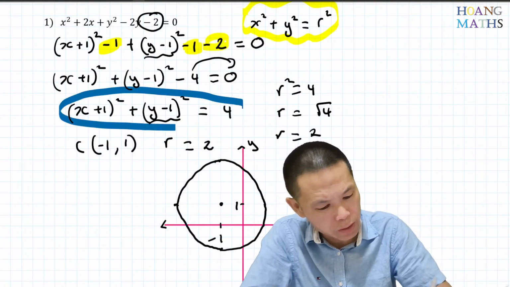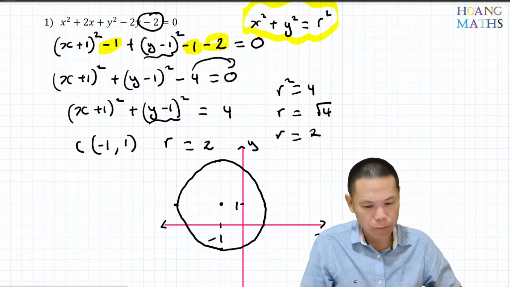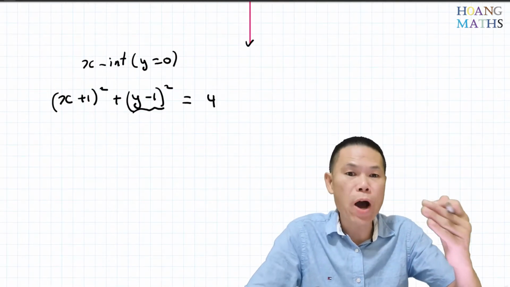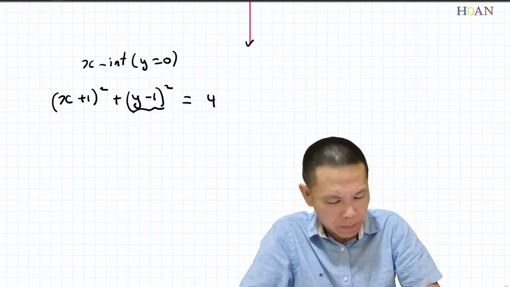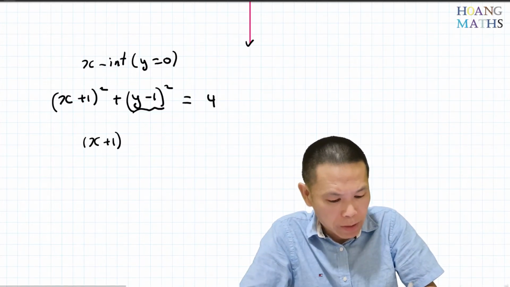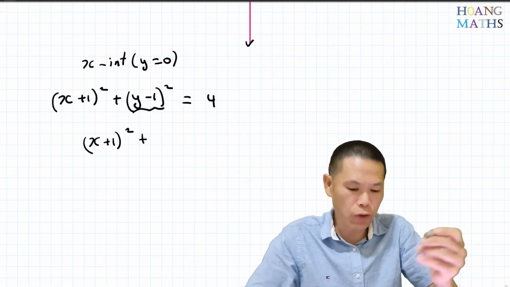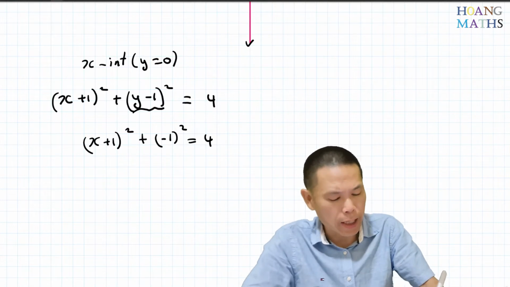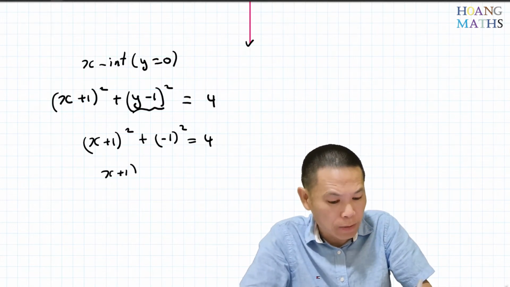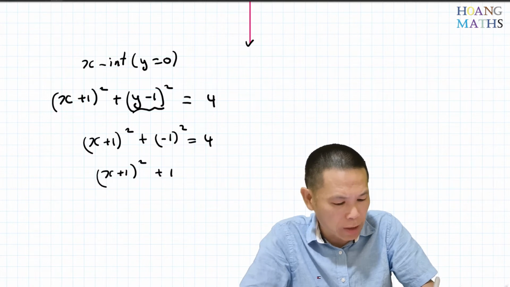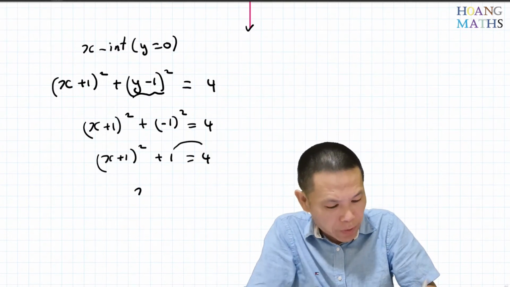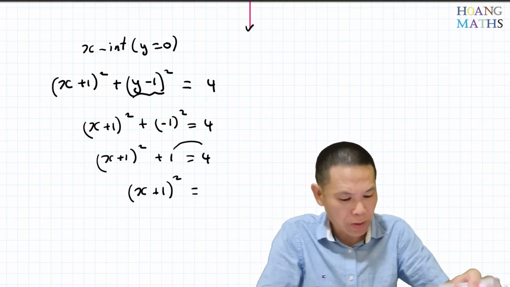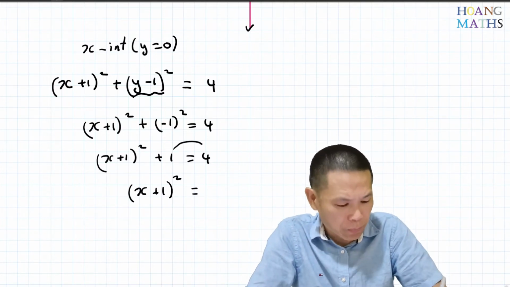this one here. So let me just copy this. So when y is equal to 0, that means x plus 1 squared plus, because 0 minus 1 is -1, squared, is equal to 4. And now that becomes x plus 1 squared plus 1 is equal to 4. And x plus 1 all squared is equal to 4 minus 1 is 3.